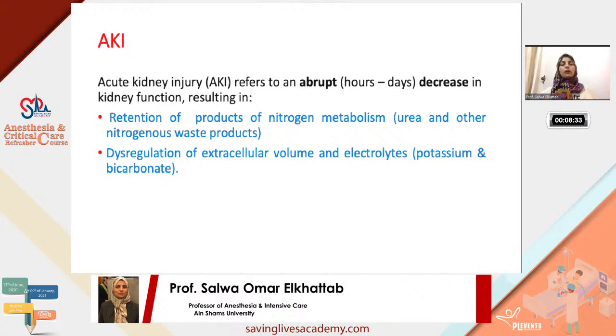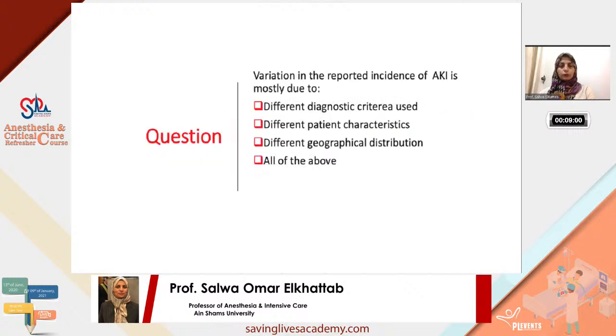This is acute kidney injury. Acute kidney injury is an abrupt, which means over hours to days, abrupt diminution of the renal function with resultant retention of metabolic products, the nitrogenous metabolic products. At the same time, there will be a dysregulation of extracellular volume and electrolytes, namely potassium and bicarb.